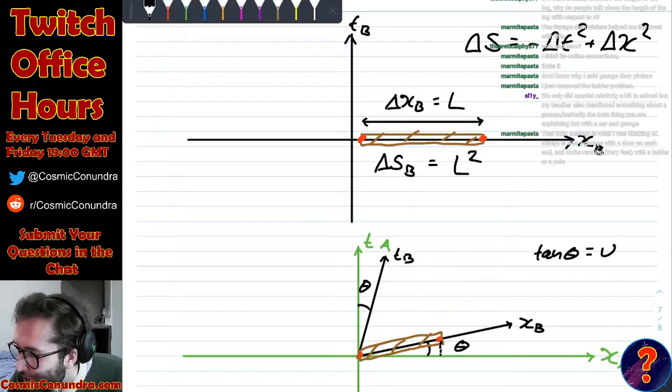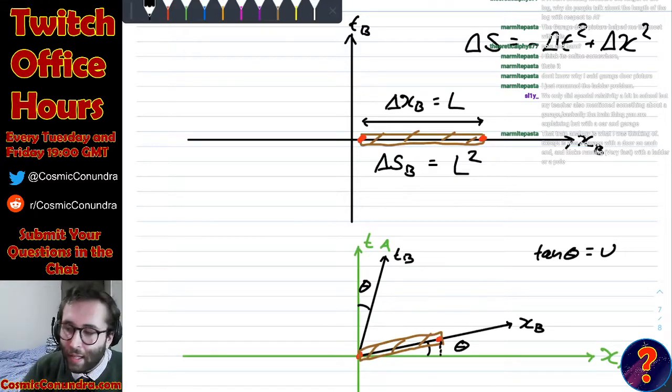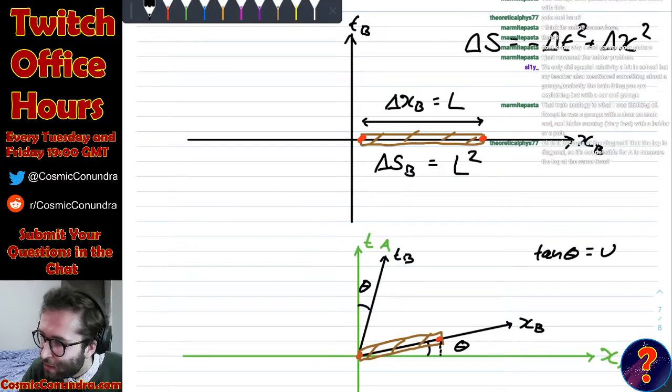Oh, it's the same thing. Oh, it's a garage with a door at each end. Yeah, exactly. It's that same problem. That's the kind of intuition I'm thinking about it with.